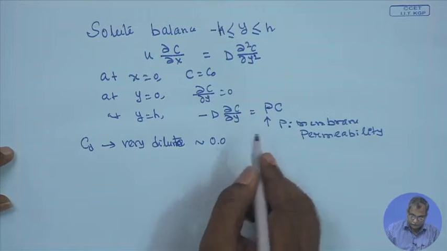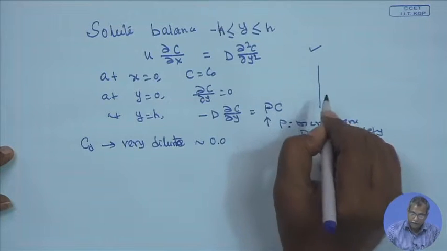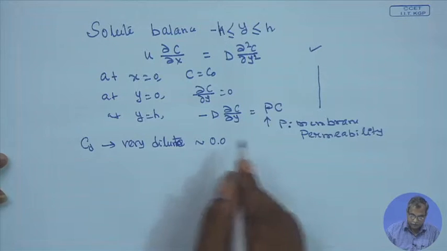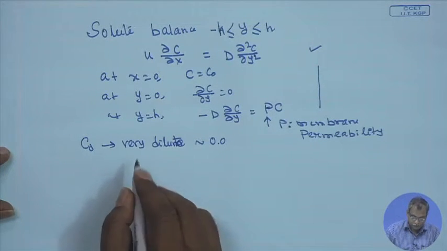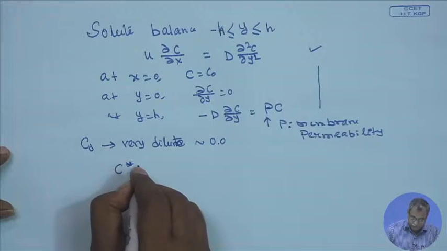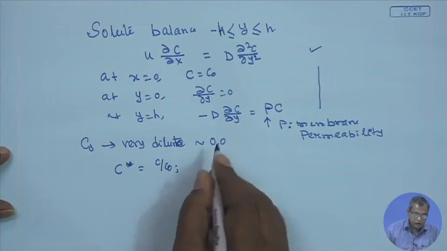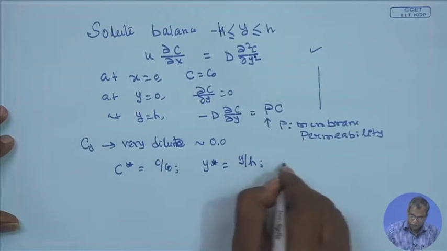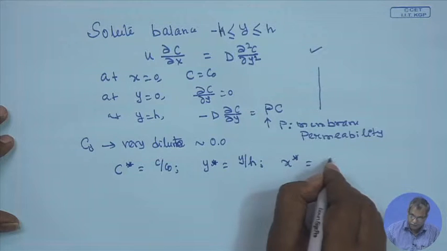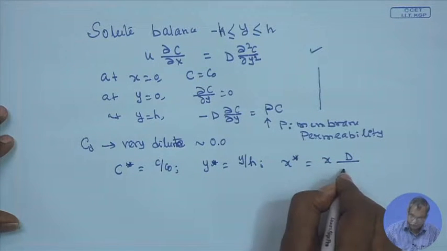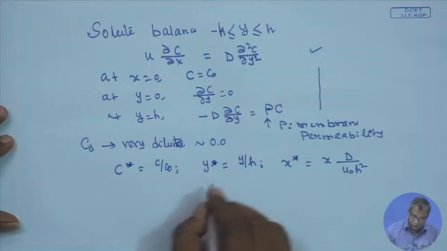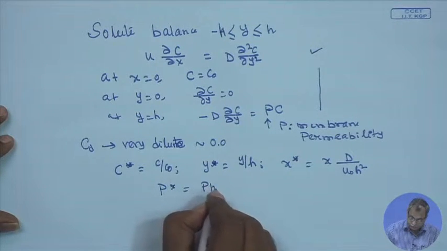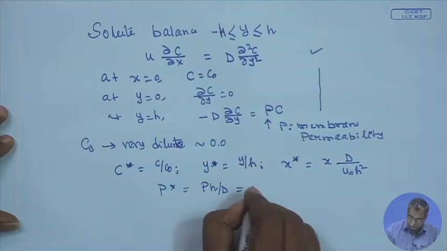So, this system is a typical eigenvalue problem, and let us make it non-dimensional and see how the solution can be obtained. C star we define as c by c0, y star as y over h, x star as x D divided by u0 h square, and P star is the membrane Biot number. This will be P h over D, and this is also known as the membrane Biot number.